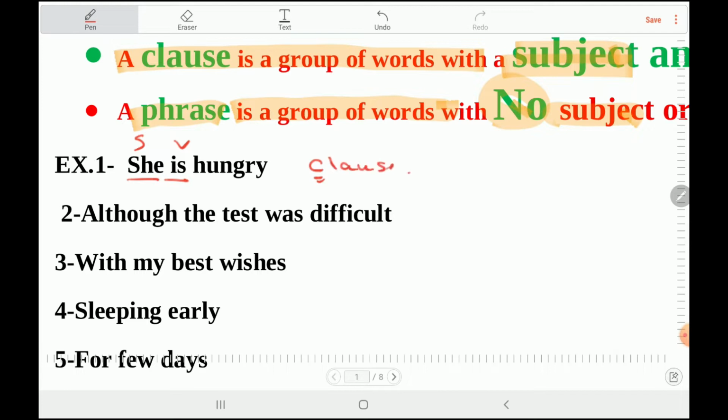Okay. Although the test was difficult, do we have a verb? Yes, was, verb to be, in the past. But where is the subject? The test. So we have a subject and we have a verb. So again, this is a clause.